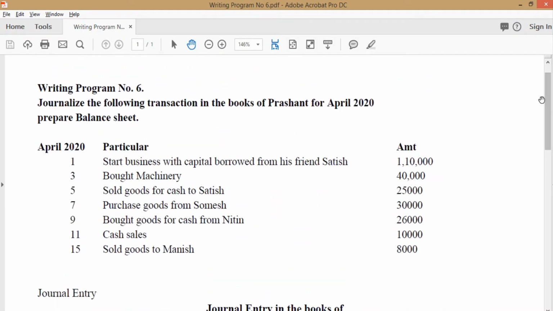Today we discuss writing program number 6: journalize the transactions in the books of Prashant for April 20 and prepare the balance sheet. For that, the first transaction is: started business with capital borrowed from his friend Satish. So Prashant takes a loan from Satish.